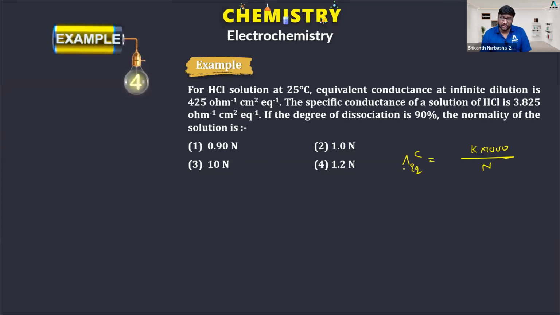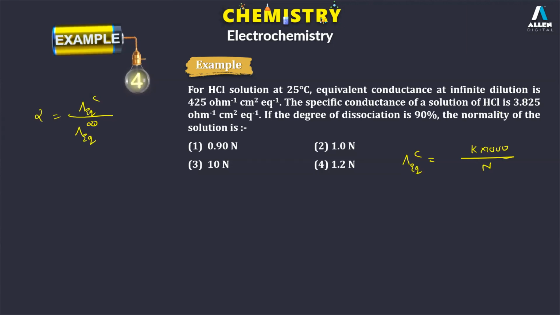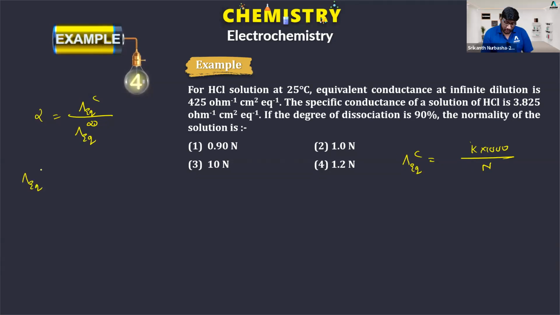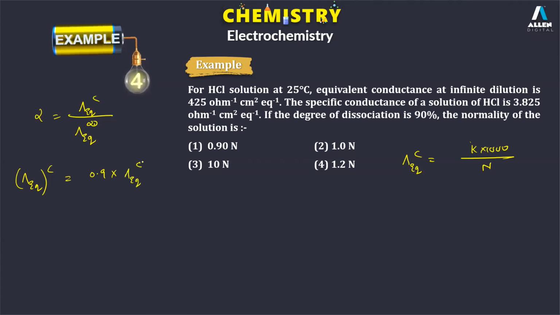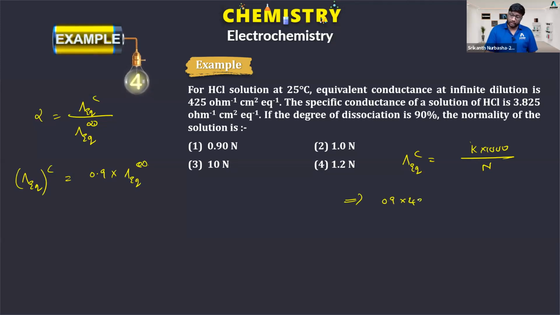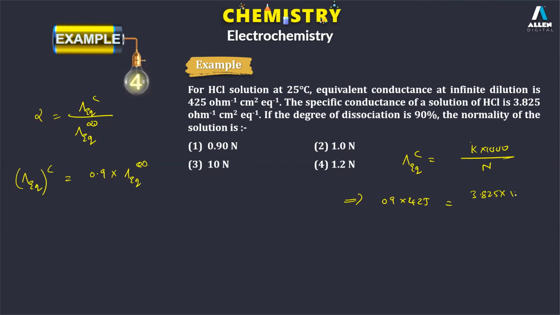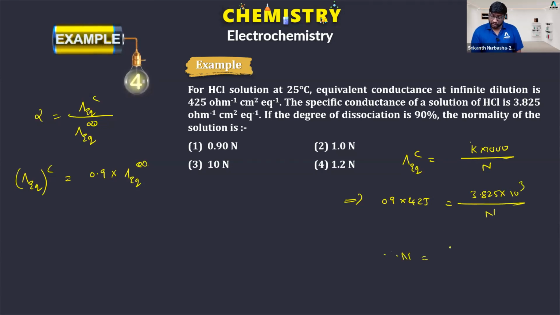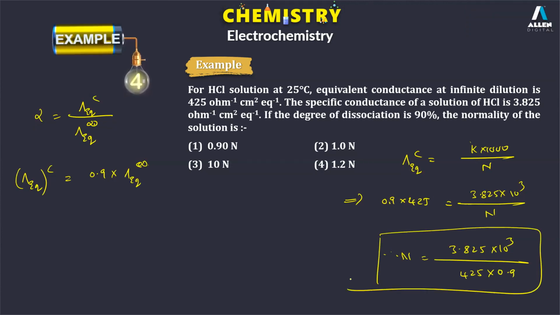How to calculate equivalent conductance at any concentration? Alpha is equal to equivalent conductance at any concentration by equivalent conductance at infinite dilution. The specific conductance K is given. To find the normality, we need the equivalent conductance at any concentration, which is alpha, 90 percent means 0.9, into infinite dilution, 425. So 0.9 into 425 is equal to K into 1000, that is 3.825 into 10 power 3, divided by normality. Therefore, normality is equal to 3.825 into 10 power 3 divided by 425 into 0.9. Do the calculation, you will get the answer: 10 normal.